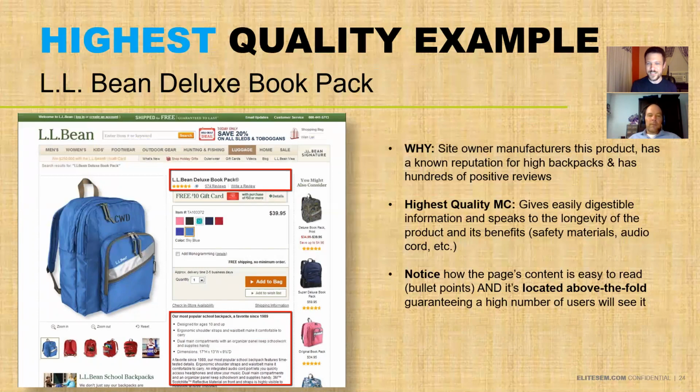The site's content is easy to read. It's in bullet points. It's very digestible for a searcher. It's also located above the fold, so it's very easy to get to. I don't have to scroll. I don't have to look anywhere. I've also got over 674 reviews, it looks like, with a pretty darn positive rating. Again, I've got easy to read, comprehensive product information.